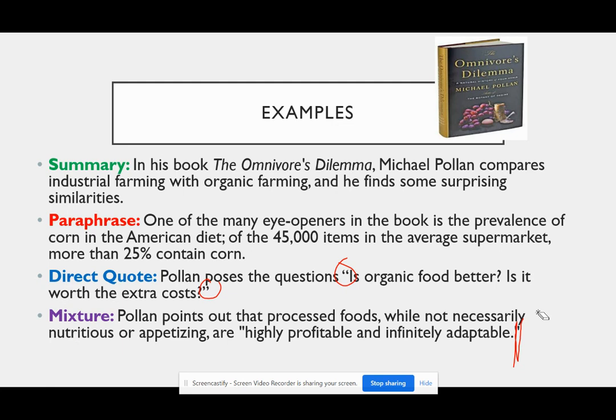But if I had a nickel for every time a student started a quote but never finished it, I would be a very wealthy woman. So please make sure that you do that.